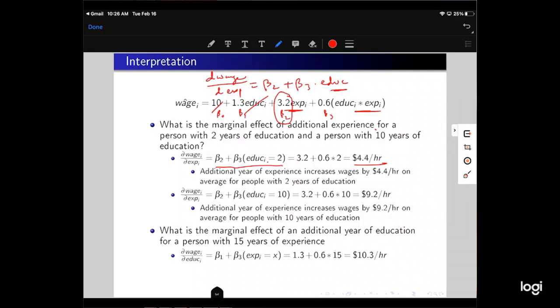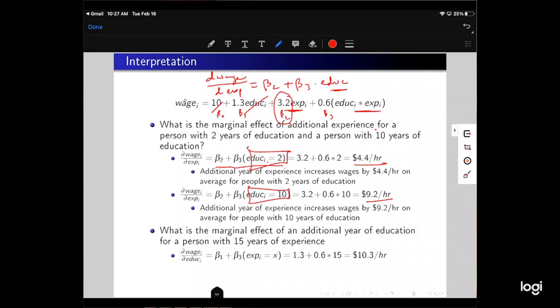So this means an additional year of experience increases wages by $4.40 an hour on average for people with 2 years of education. How about for people with 10 years of education? Let's repeat that process, and instead of plugging in 2 for education, we'll plug in 10 here. So multiplying by 10, we get $9.20 an hour. So an additional year of experience increases wages by $9.20 an hour on average for people with 10 years of education. That's according to our regression model. So education is important according to this regression model. You get more money for your experience if you have more education. That's what this is saying, because $9.20 is greater than $4.40.